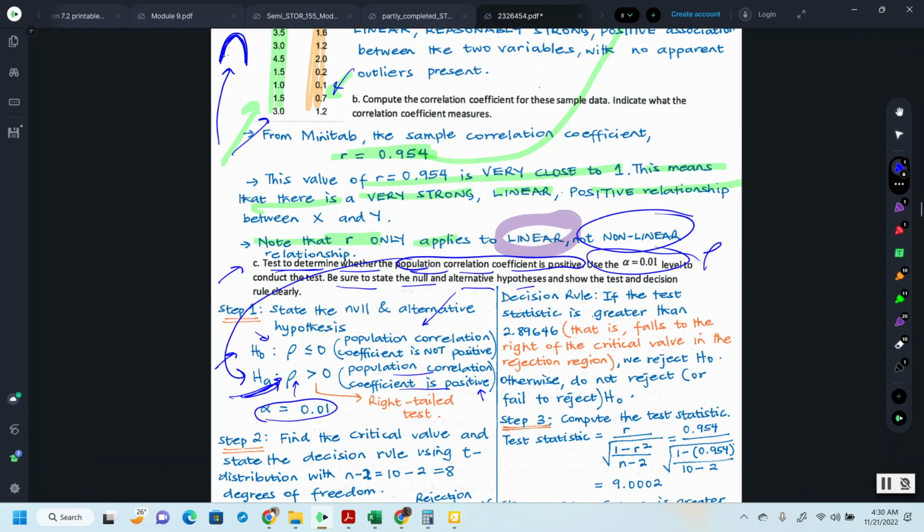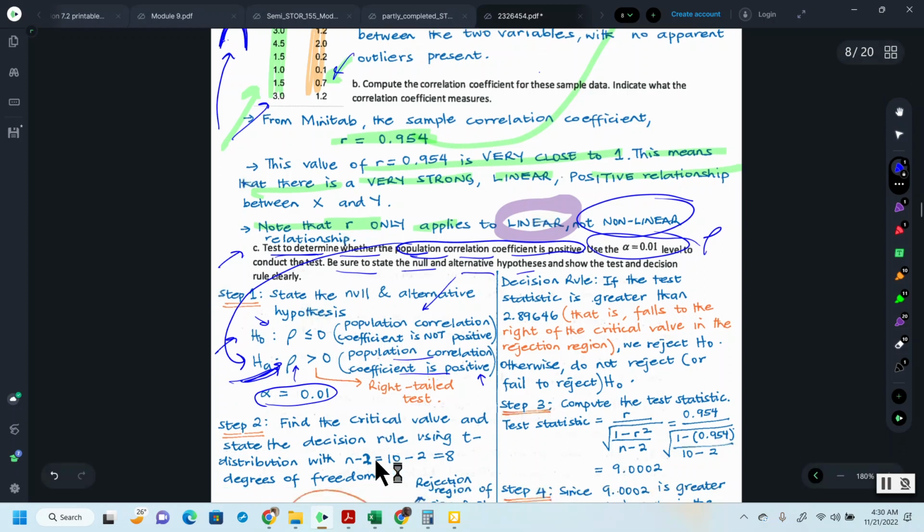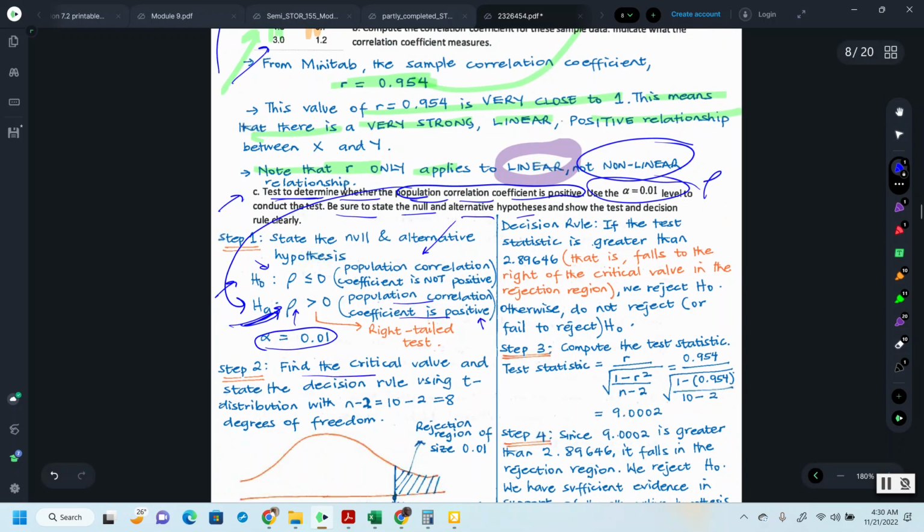So with that said, we would proceed to step 2, where we'll need to find the critical value and state the decision rule using the t distribution with n minus 2 degrees of freedom. So how do we use the t distribution and how do we use the n minus 2 degrees of freedom? So step 1, you want to note that you need to find the degrees of freedom first. That is giving us n minus 2. Our n in this case is the number of pairs of observations that we've been given in the data set.